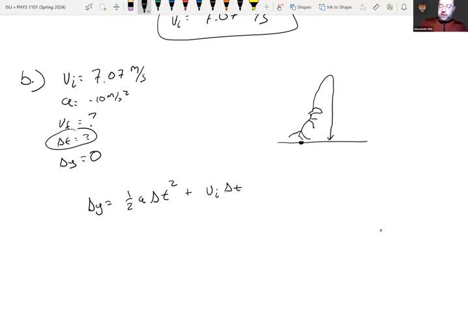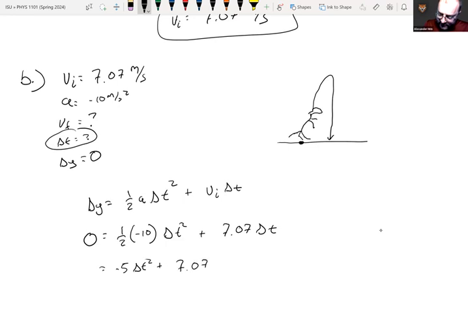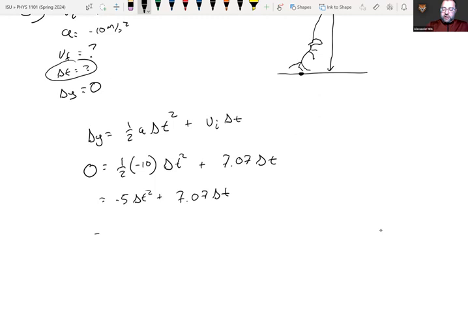Now, unfortunately, this is another one where you have a delta t squared. But it turns out this one's a little nicer to solve because when we plug in, we get 0 equals 1/2 times negative 10 delta t squared plus 7.07 delta t. Now that's going to give us negative 5 delta t squared plus 7.07 delta t. Now, if you remember from algebra, this is actually factorable. You can factor out a delta t: negative 5 delta t plus 7.07.